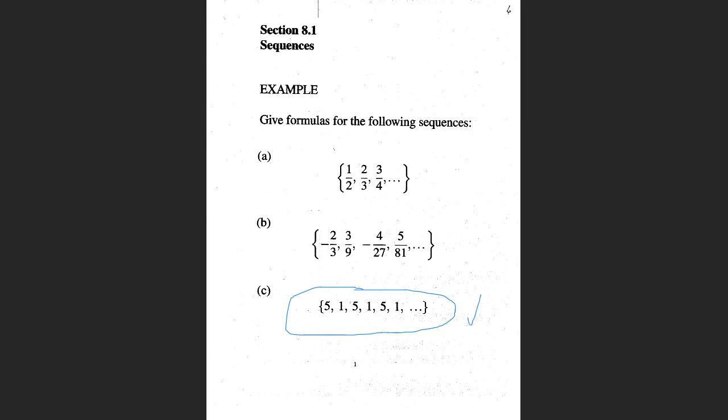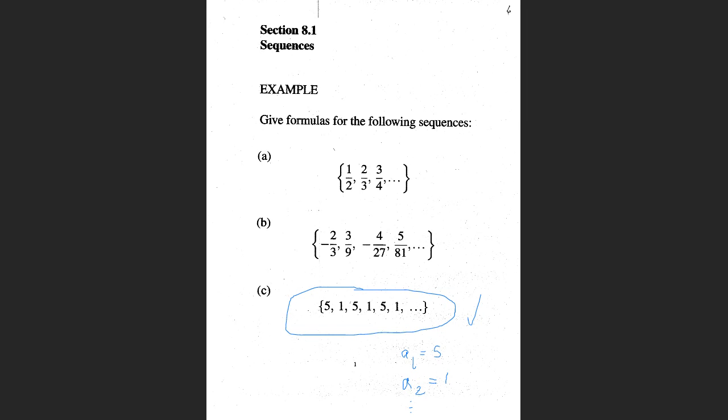And incidentally, when we get the formula for this sequence, there can be other formulas too. A formula for a sequence is not unique. There are multiple formulas for any given sequence. But we're always assuming that we're starting at n equals 1. So for this problem, the first term is 5, the second term is 1, and so forth.